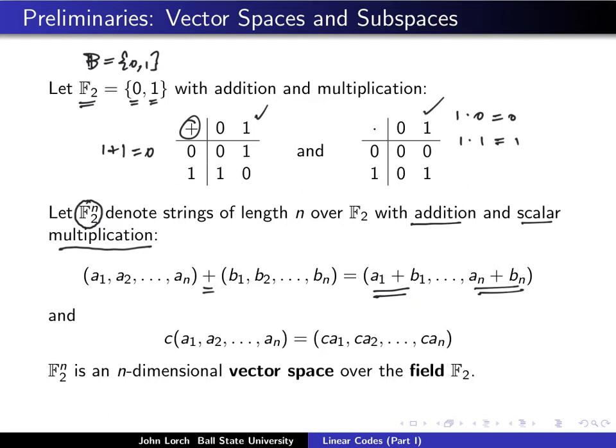And then also we can multiply a string by a scalar c, where c again is a number, either 0 or 1. And how do we do that? Well, we multiply each component by c, where the multiplication, again, is as we described up here at the top of the screen over F2. Right, so F2^n is what's called an n-dimensional vector space over the field F2.